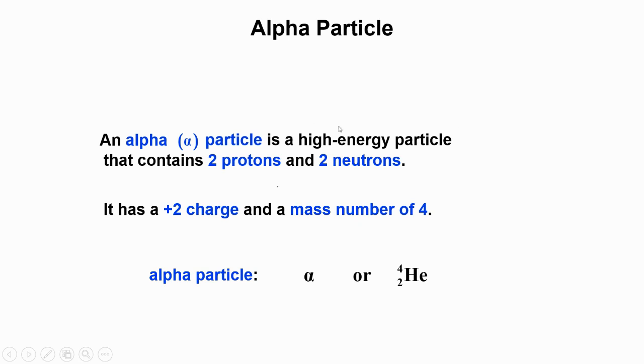So an alpha particle has mass, that's why the paper can stop it. The less mass it has, the harder it is to stop. This has a charge of +2, and it has a mass number of 4. So we use this symbol, alpha, or because it has 2 protons, that means it's a helium nucleus. So we can also use He, 2 at the bottom, 4 on the top. Either of those, ALEKS will recognize if you need to type that in.